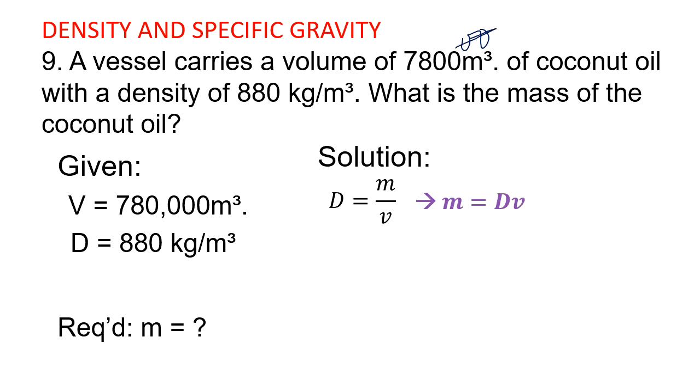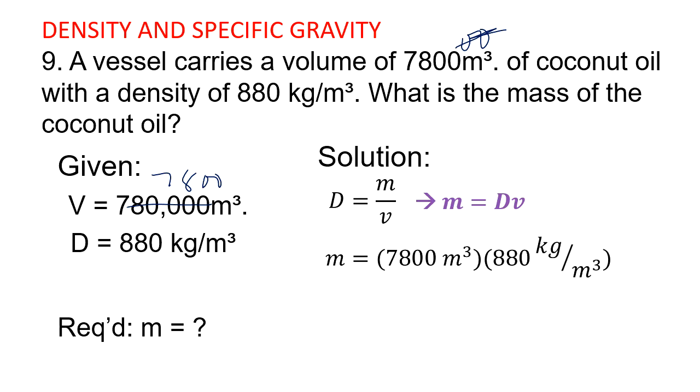So mass is equal to density times volume. Density is 880 kilograms per meter cube, and volume is 7,800. Density times volume or volume times density is still the same because multiplication is commutative. So to multiply, we get 6,864,000 kilograms because meters cube will be cancelled out.